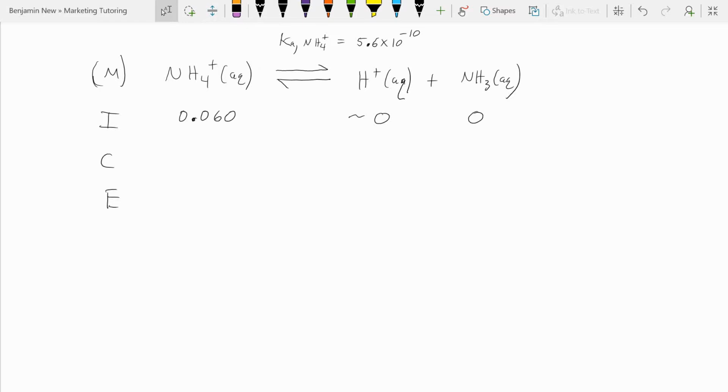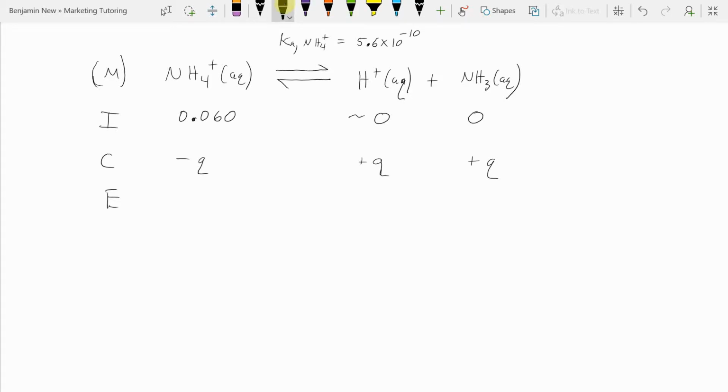We're going to change this. We're going to use Q for the variable. The only direction for this to go is to the right, even though we anticipate it's going to be a minuscule amount. So we subtract off Q, we add Q here, and we add Q here. That's just based on the stoichiometry of this reaction.